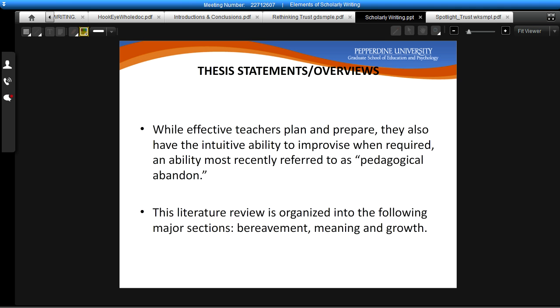So if you notice these two examples, the first one maybe needs a little bit more specificity. "While effective teachers plan and prepare, they also have the intuitive ability to improvise when required, an ability most recently referred to as pedagogical abandon." And the other one: "The literature is organized into the following sections: bereavement, meaning, and growth." So they are using the literature to drive the main focus, and basically the literature is informing the thesis.